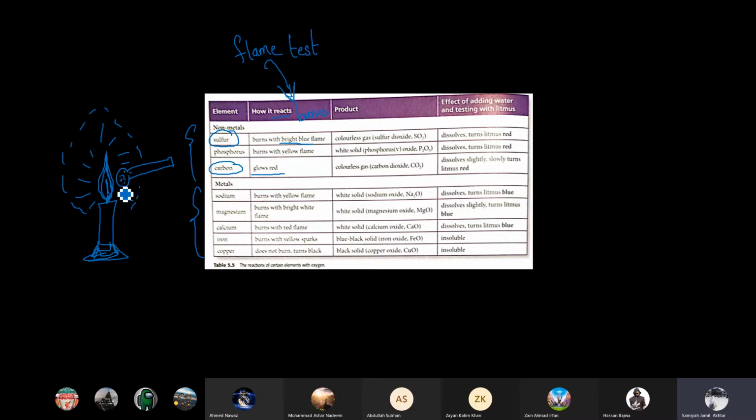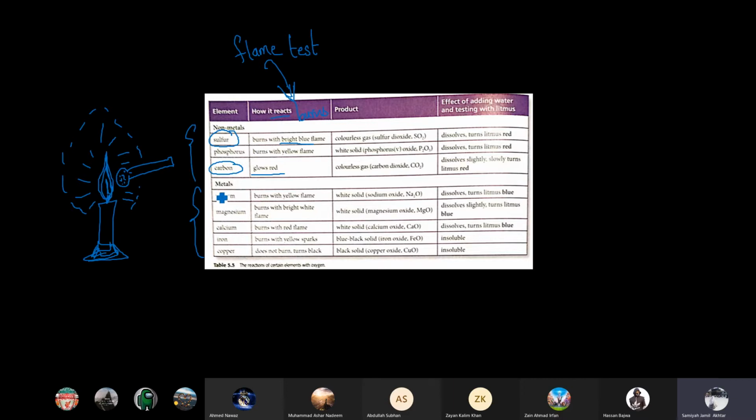These colors are actually indications also. For example, if we have any powder and we want to test whether it's a metal or a non-metal, and which metal or which non-metal it is, we can perform a flame test before doing any other reaction. From the flame test, it indicates that this might be present in this powder.